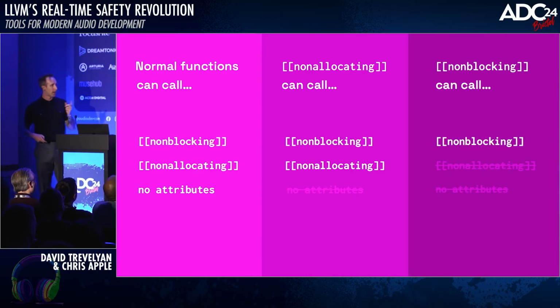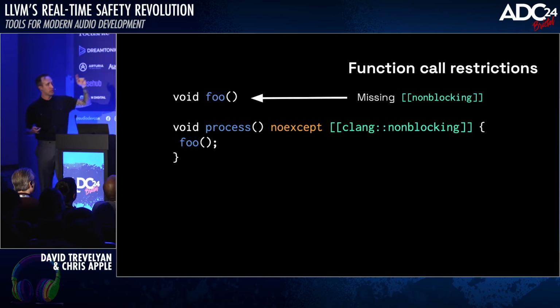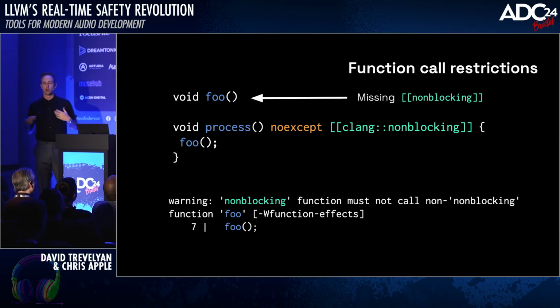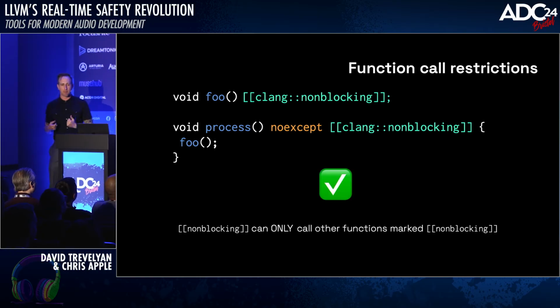Non-blocking, being the strictest guarantee, can only call other functions marked non-blocking. Seeing this in action, we have process here marked non-blocking, calling foo, which is unattributed, missing the non-blocking attribute. When we try to compile, we have everybody's favorite triple negative: non-blocking function must not call non-blocking function foo. We can fix this by adding the attribute to foo, and the compiler is happy here. The non-blocking function can only call other functions marked as non-blocking.